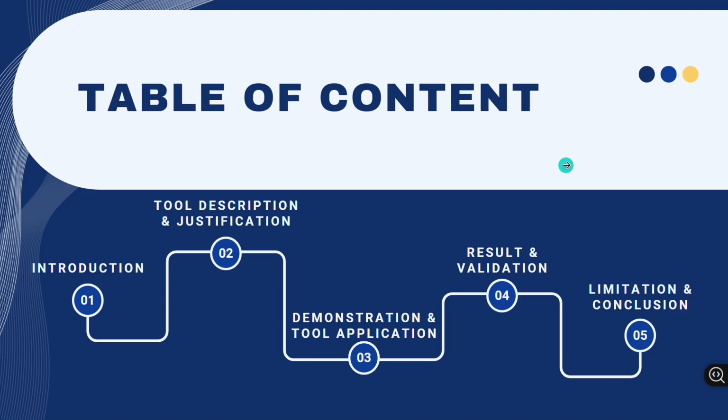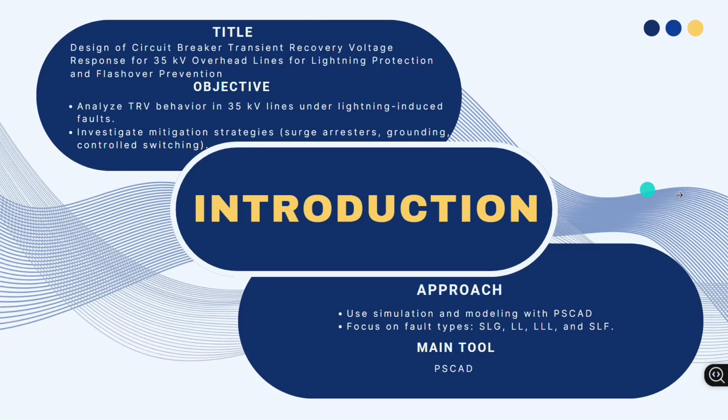Okay, this is the table of contents. For the introduction, my project title is Design a Circuit Breaker Transient Recovery Voltage Response for a 35 kV overhead line for lightning protection and pressure conservation. The objective of my project is to analyze the behavior in 35 kV lines under lightning-induced fault and also to investigate mitigation strategy.